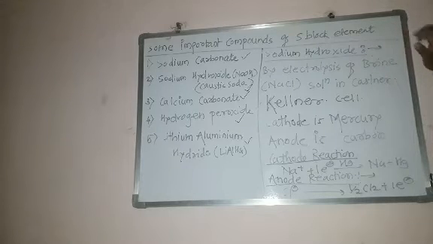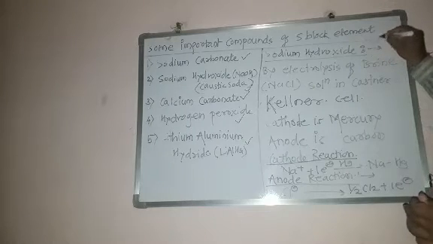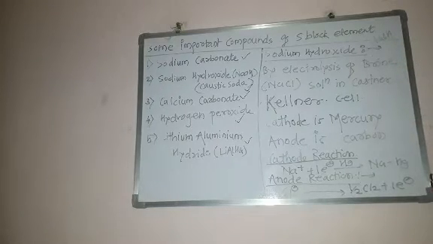This sodium hydroxide has the chemical formula NaOH. Commercially it is called caustic soda. This caustic soda, or sodium hydroxide, or NaOH, is prepared commercially by the electrolysis method.